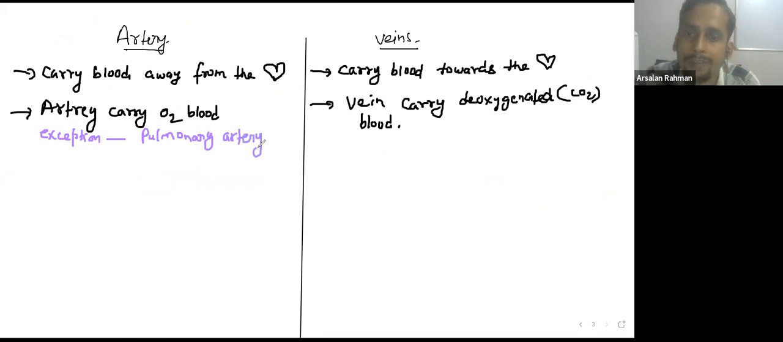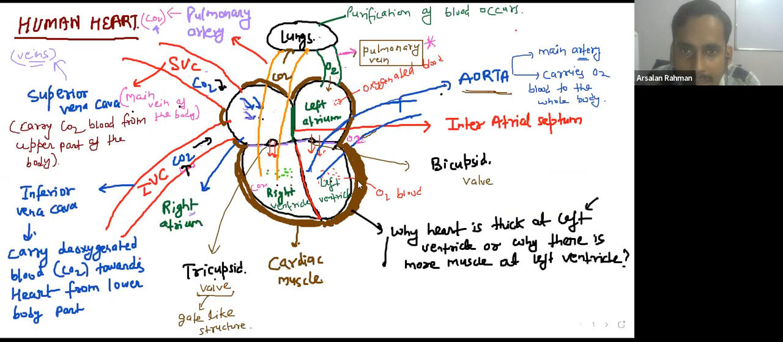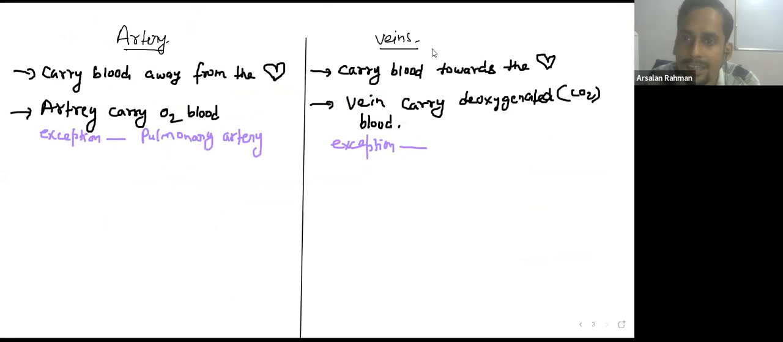And there is one vein which carries which type of blood? There is one vein which carries oxygenated blood. And the exception is here. You can see in the diagram there is a vein. This is called the pulmonary vein, which carries oxygenated blood. So there is one exception. Veins carry deoxygenated blood, but the exception is the pulmonary vein. Okay.